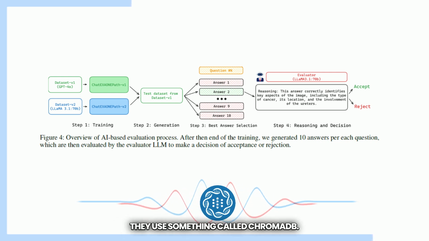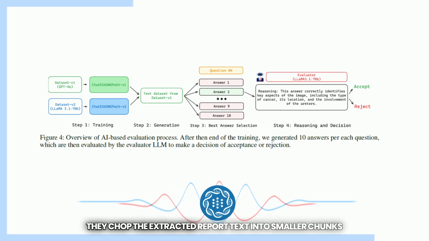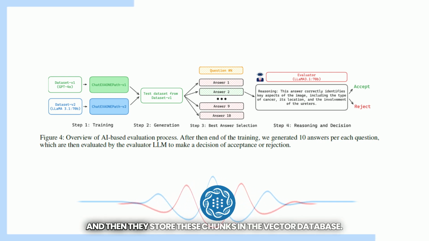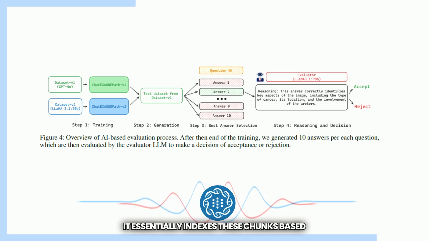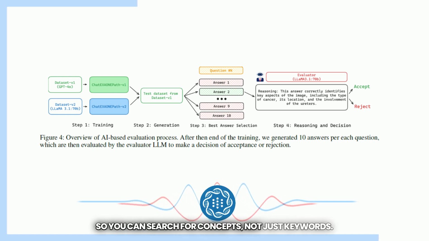Second step is building a vector database. They use something called ChromaDB. A vector database? What's that for? They chop the extracted report text into smaller chunks, and then they store these chunks in the vector database. It essentially indexes these chunks based on their meaning, their semantic content. So you can search for concepts, not just keywords.